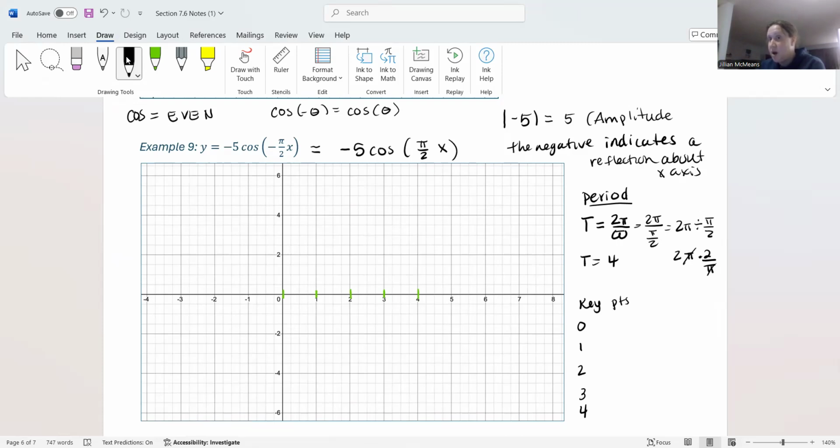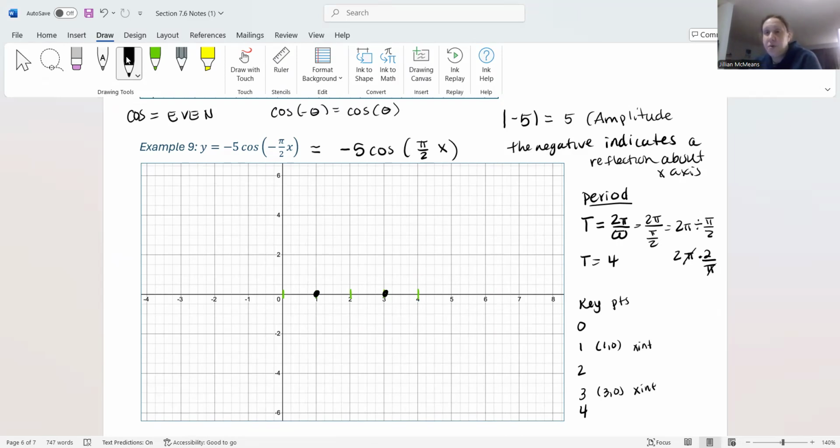Let's acknowledge our x-intercepts. Those are easy. We're going to have x-intercepts at the quarters of the period. So this is (1, 0) and (3, 0). This is an x-intercept, and this is an x-intercept, okay?